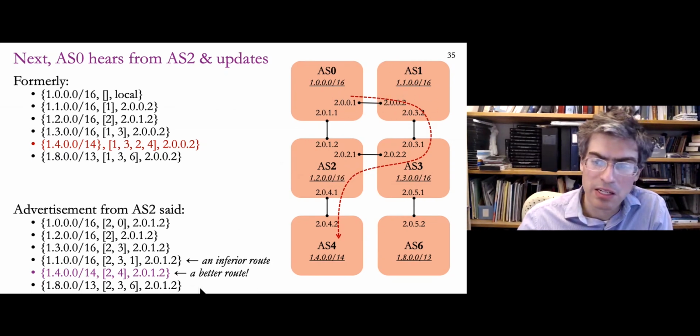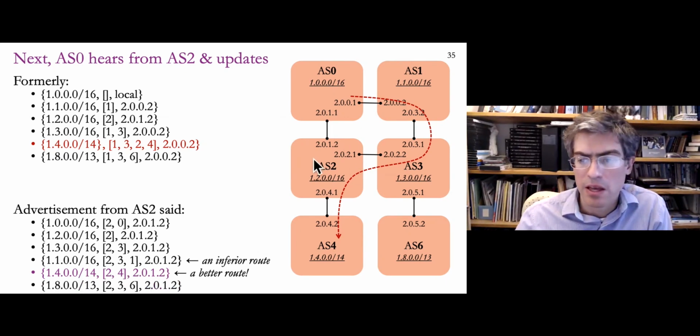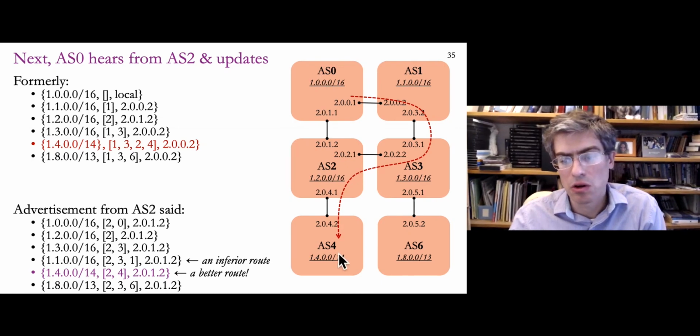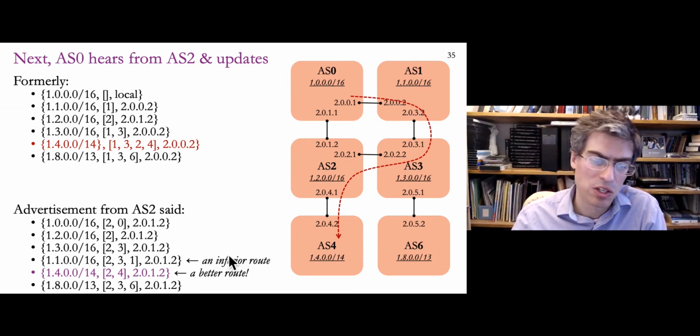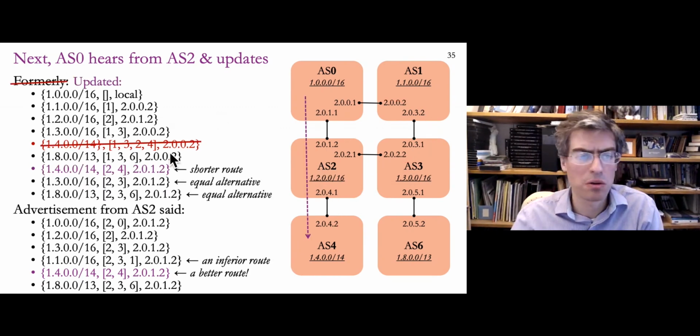There is one thing it advertises that is better though, and I've highlighted that in purple. You can see that previously AS0 learned about AS4 from AS1, and it could get there in this red route that goes in 4 hops. But AS2 has just advertised that they can get there in 2 hops. So the 2 hops is better than that 4, and AS0 will do an update for that shorter route.